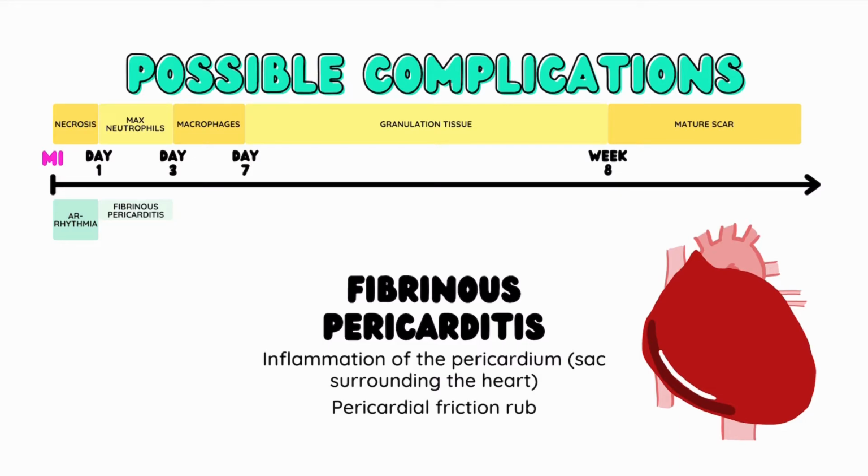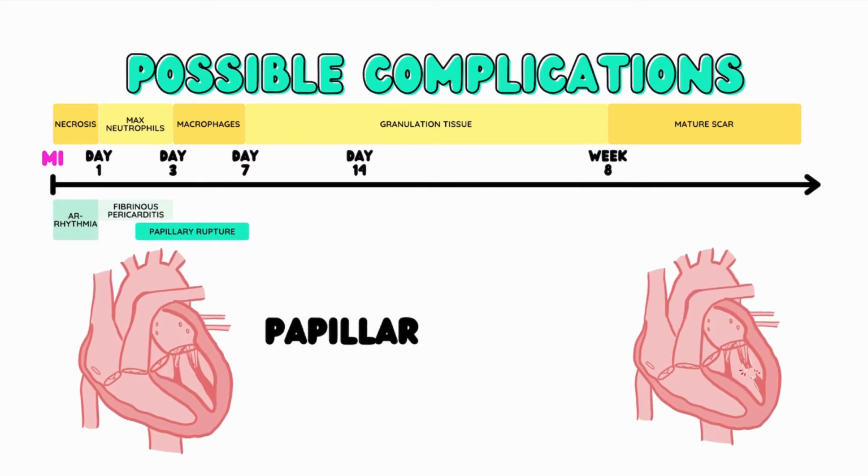Between days 2 and 7 post-MI, the patient is at risk for papillary rupture. The papillary muscles control the opening and closing of the heart valves. This can lead to severe mitral regurgitation in the setting of papillary rupture.